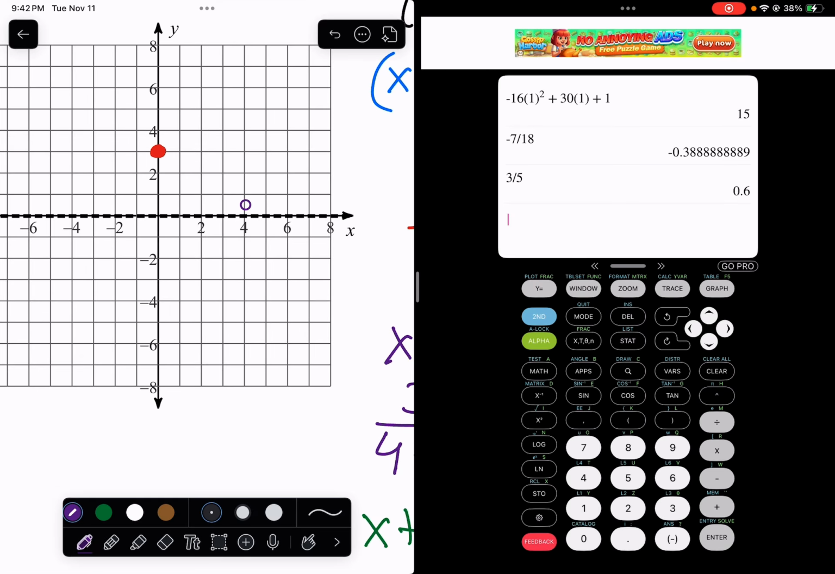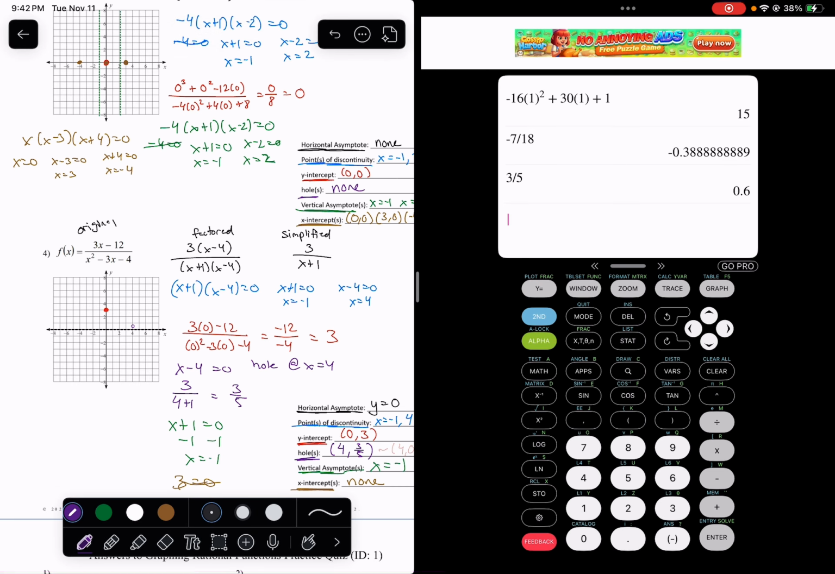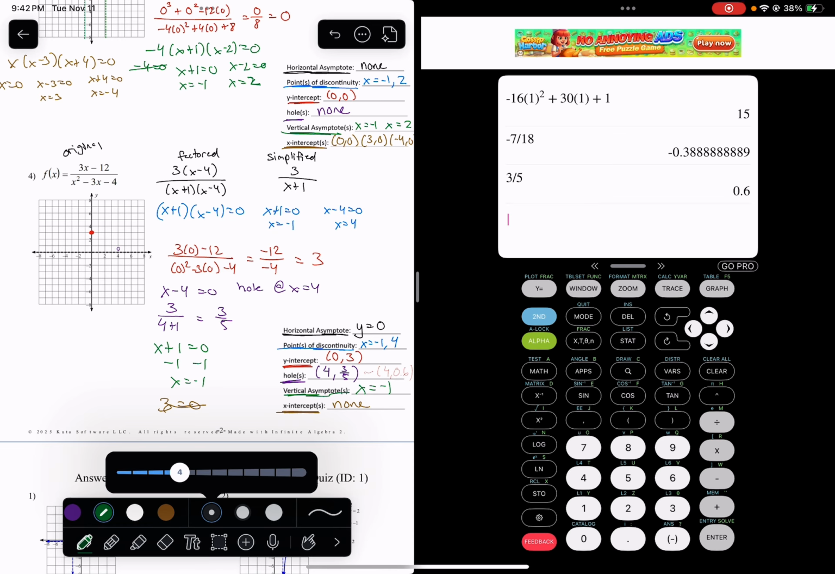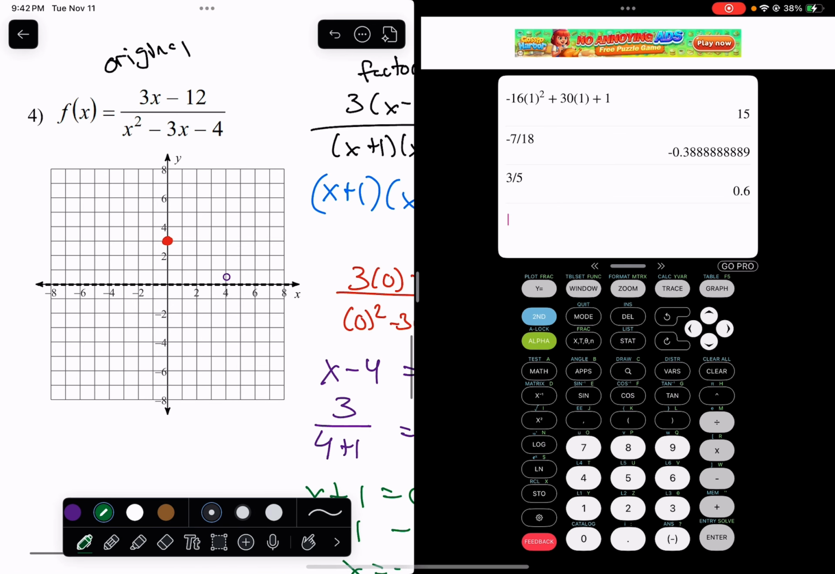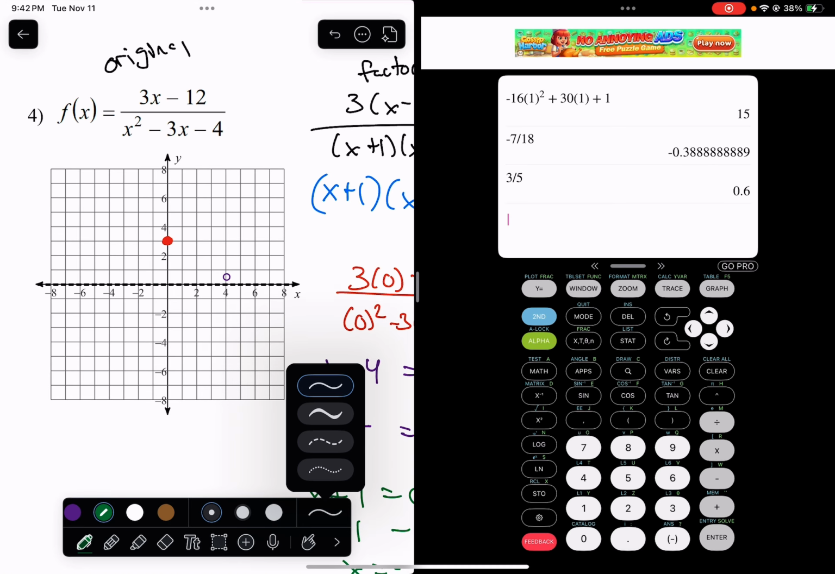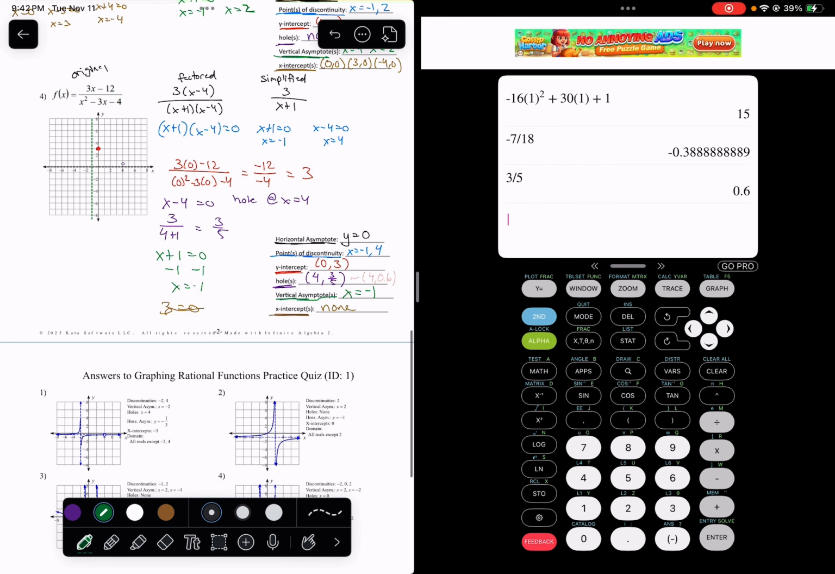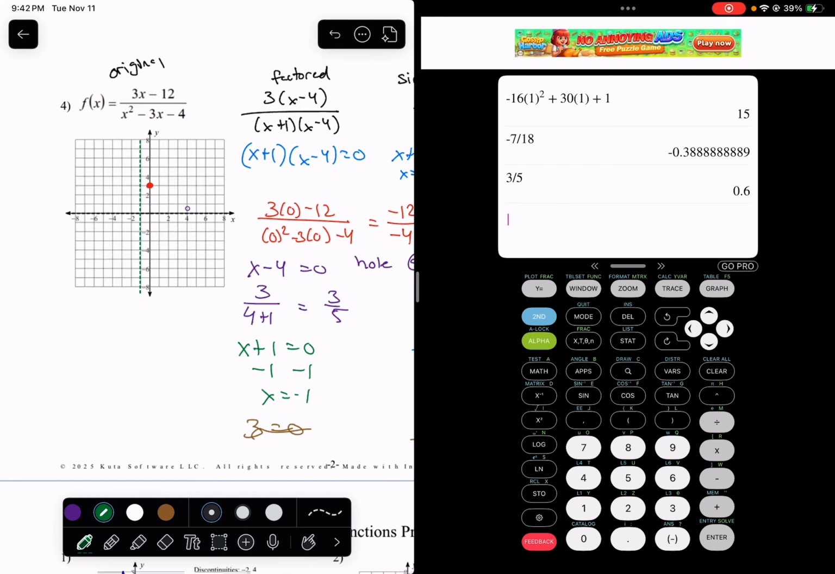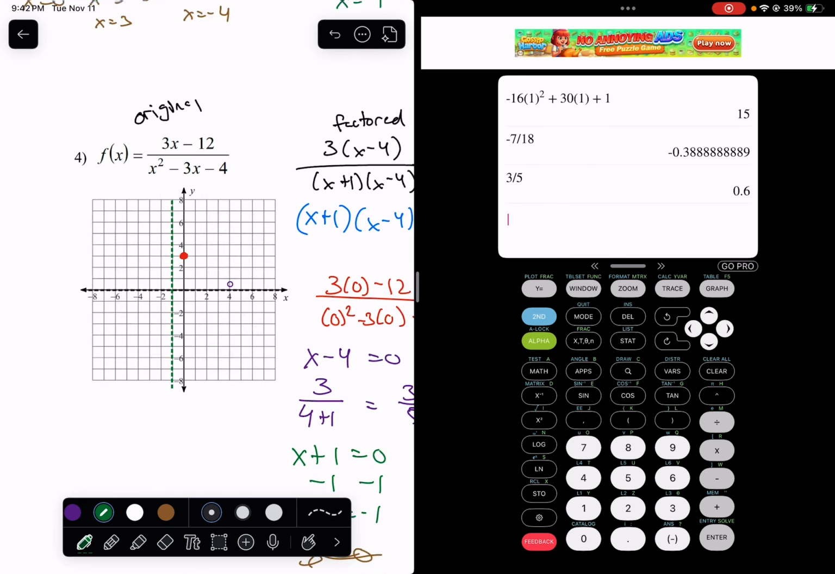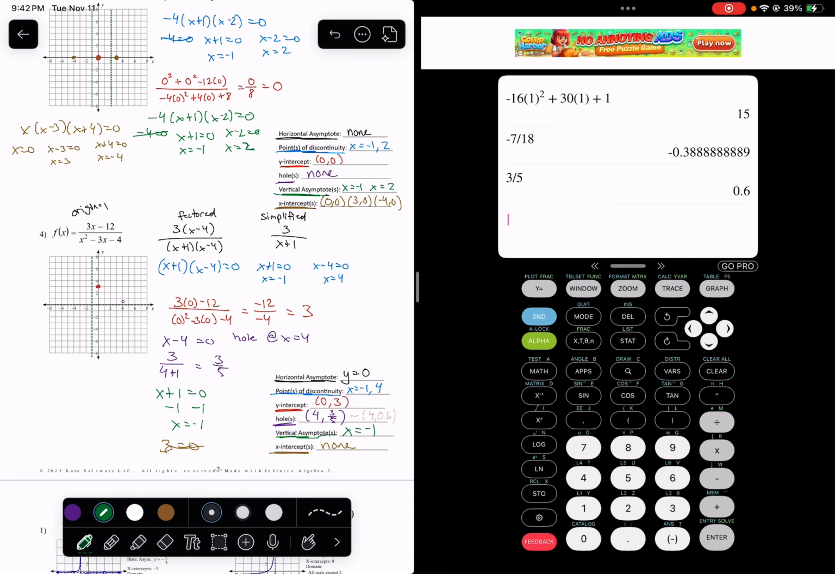All right, and then next up we have a vertical asymptote. So I go to x equals -1. Oop, that needs to be dashed. I've got that. And then I don't have any x-intercepts to plot. So that ends up being that. So we've plotted everything we can. So we are done.